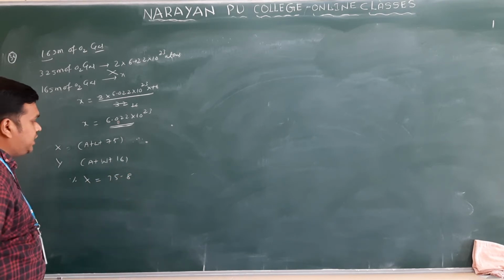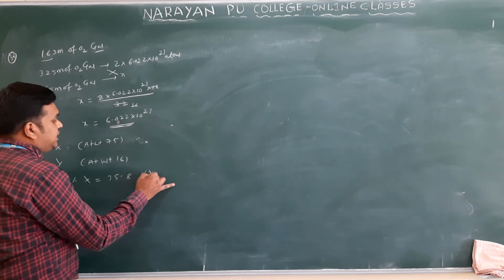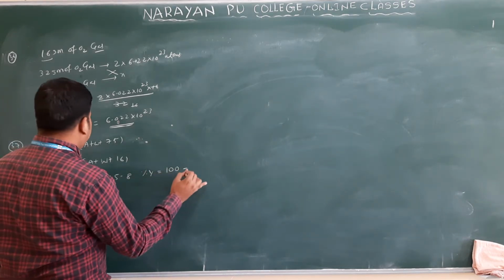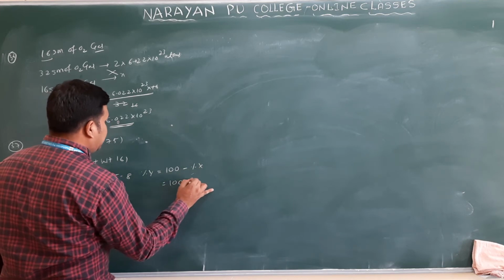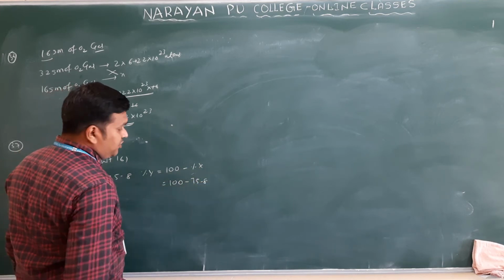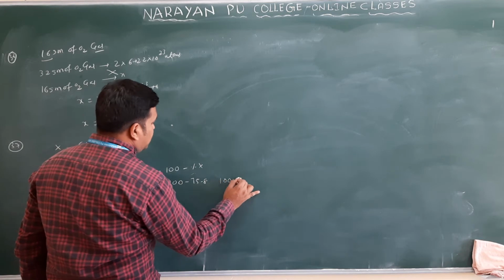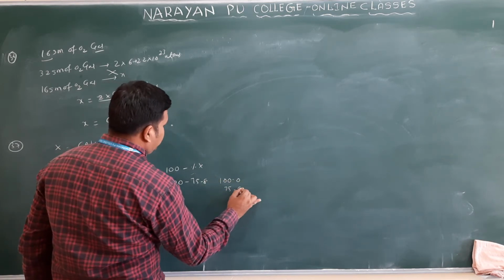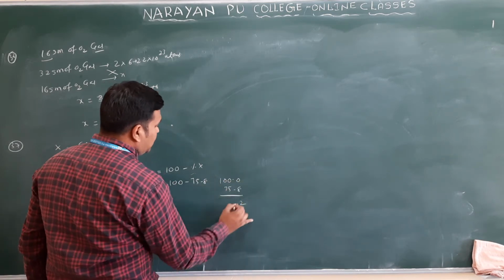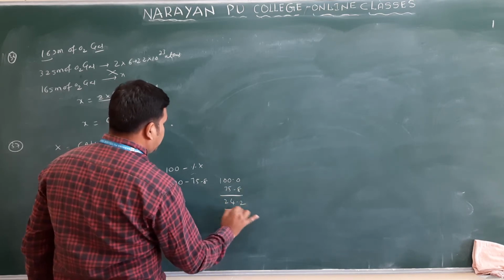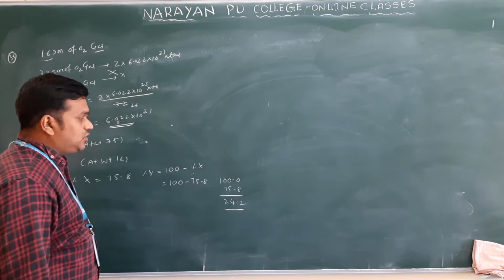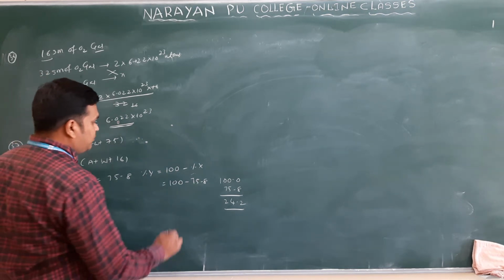75.8 only. From this you want to find the percentage of Y. What will you write? 100 minus the percentage of X only. So you write here 100 minus 75.8. So if you take 100 minus 75.8, what will you get? 24.2 only. This is 24.2 you will get.